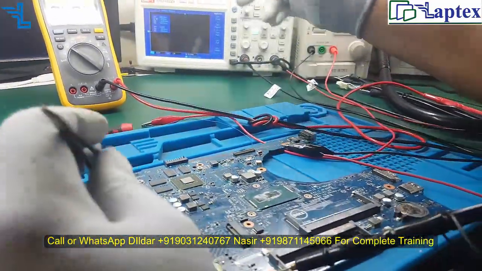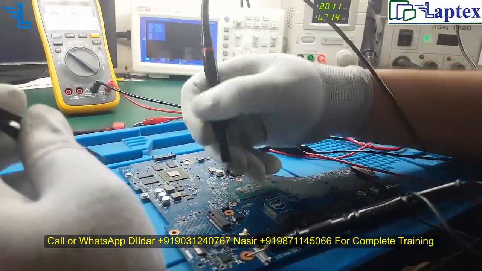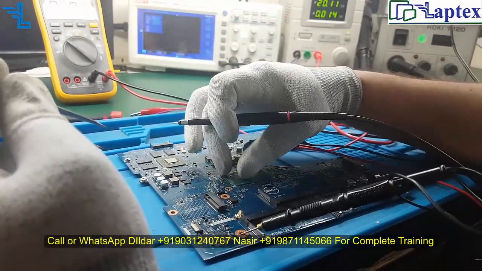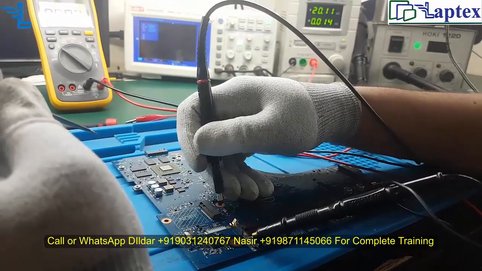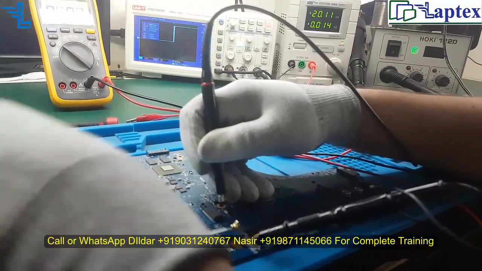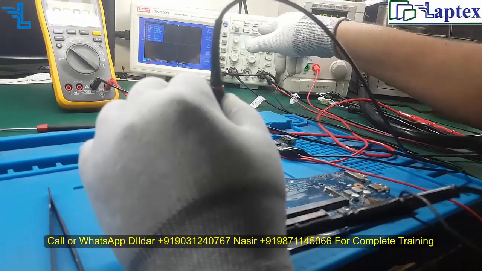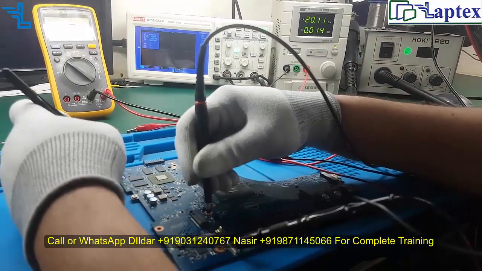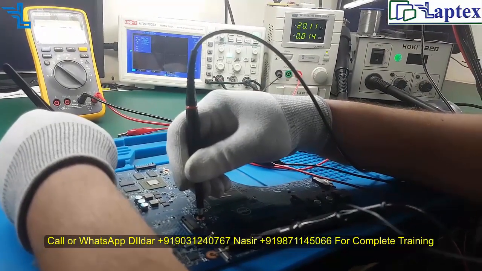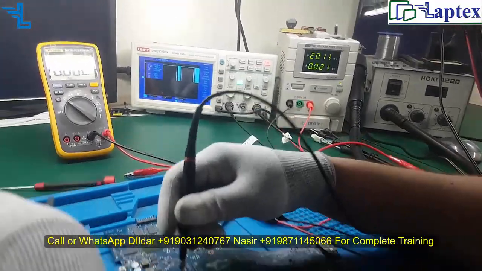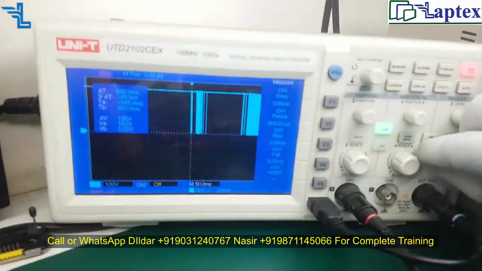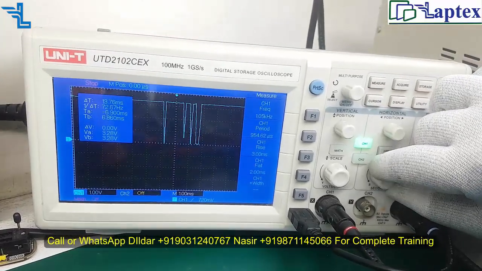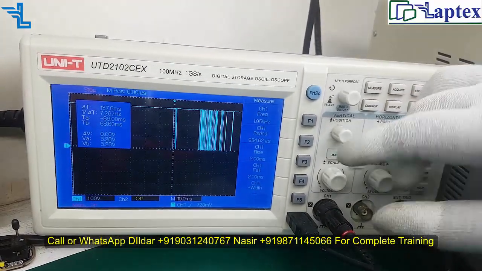Now let's check the BIOS communication, whether the BIOS is communicating with the PCH or not. I am checking it. So here you can see that I have found something. Now once again I'll have to turn it on. You just see attentively what I have found here. I have found a bunch of waveforms here. So what does it tell me?